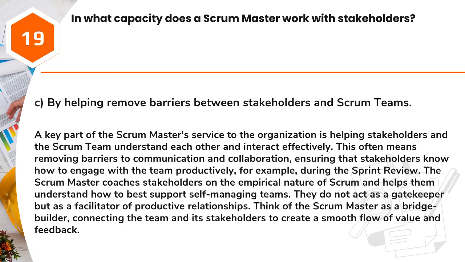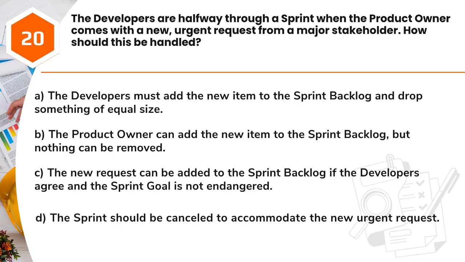A key part of the Scrum Master's service to the organization is helping stakeholders and the Scrum team understand each other and interact effectively. This often means removing barriers to communication and collaboration, ensuring that stakeholders know how to engage with the team productively, for example, during the sprint review. The Scrum Master coaches stakeholders on the empirical nature of Scrum and helps them understand how to best support self-managing teams. They do not act as a gatekeeper but as a facilitator of productive relationships. Think of the Scrum Master as a bridge builder, connecting the team and its stakeholders to create a smooth flow of value and feedback.